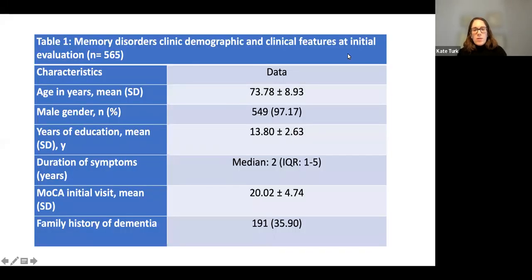So this is a table of that entire population. Their mean age, the vast majority of them were male. Their years of education, they had a median of 2 years of symptoms duration before they were seen. Their mean MoCA was about 20. And almost 36% had a family history of dementia.